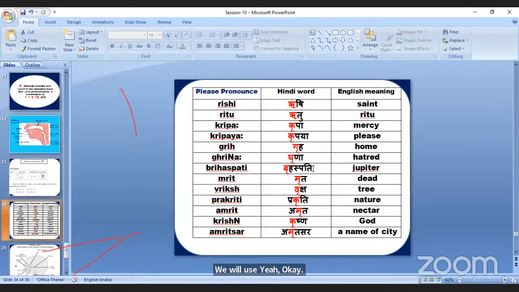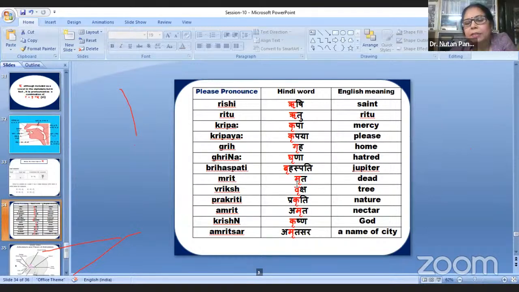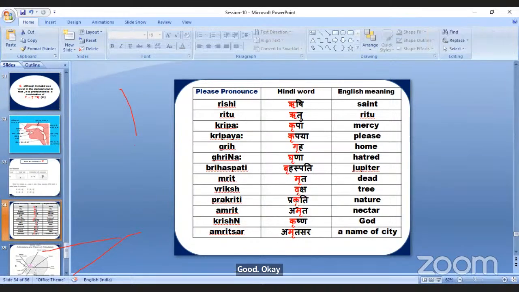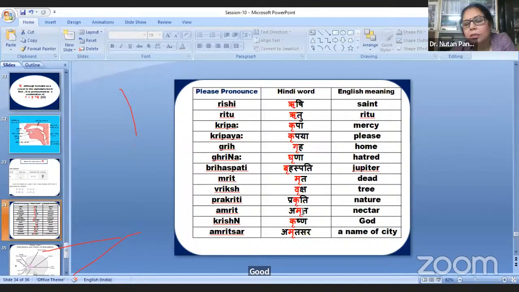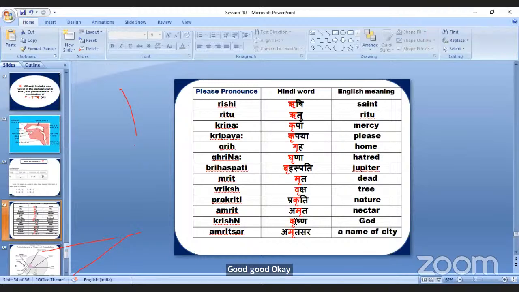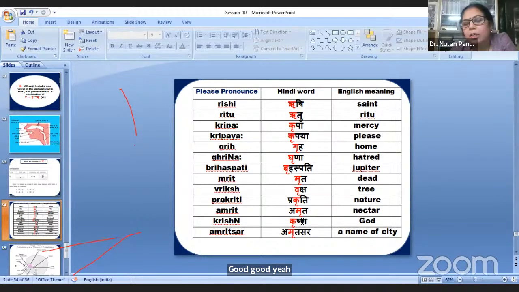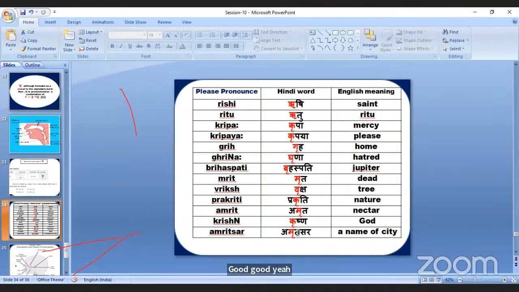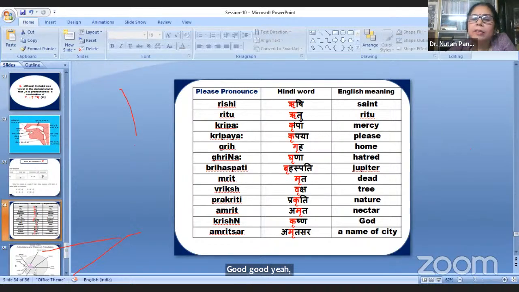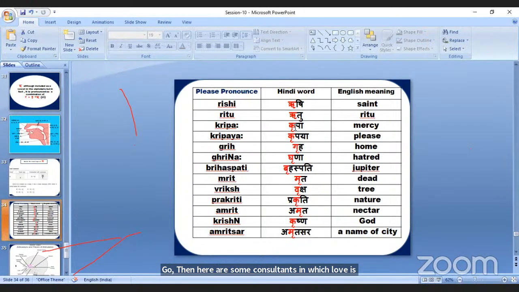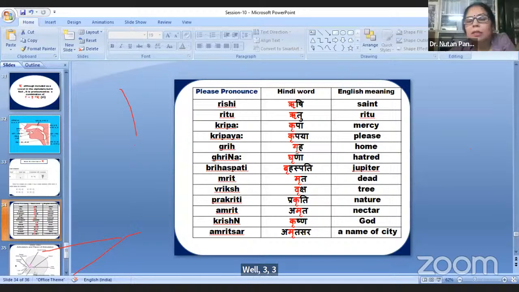Brihaspati, Jupiter. Mrit, dead. Vriksh, tree. Prakriti, nature. Amrit. Krishna, our God. Amritsar, a city. Here are some consonants in which we have added the vowel sign of ri. Ri, kri, ga, gri.